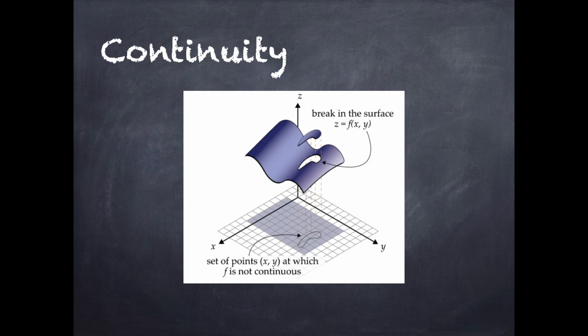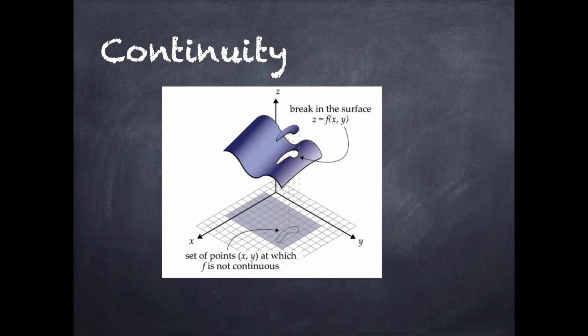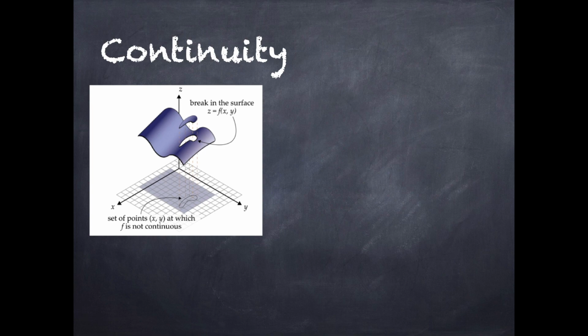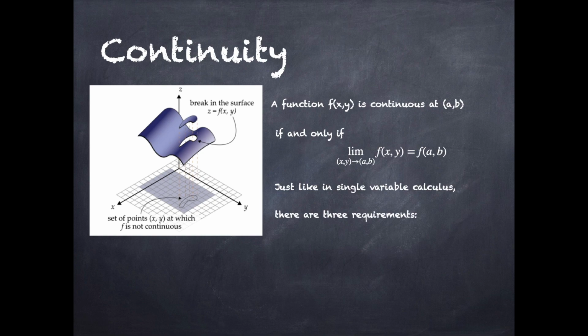We define continuity for functions of two variables in a very similar way. We say that a function f of xy is continuous at a point AB if and only if the limit of f as xy approaches to AB equals f of AB. Just like in single variable calculus, this corresponds to three requirements. F of AB must be defined, the limit must exist, and be equal to f of AB.